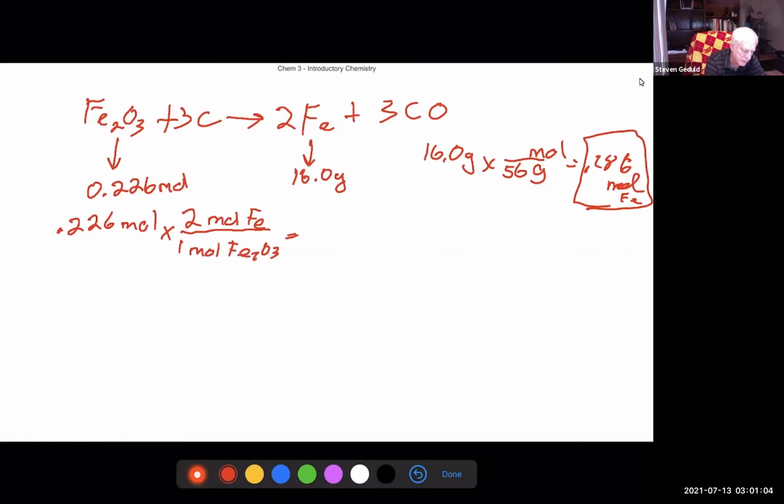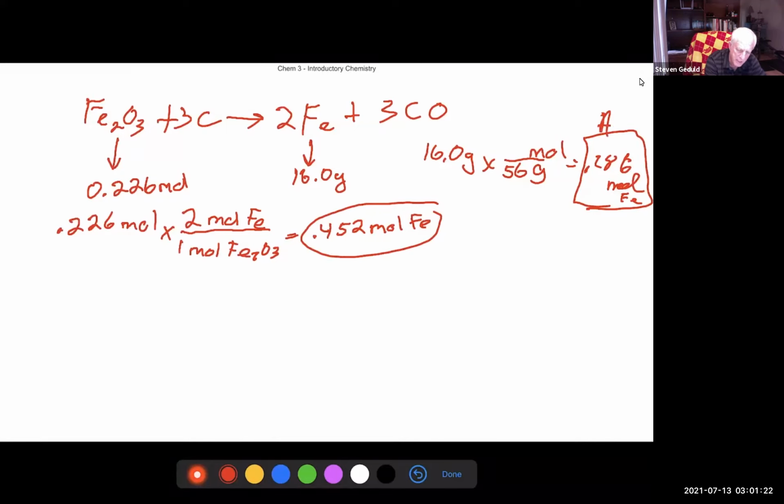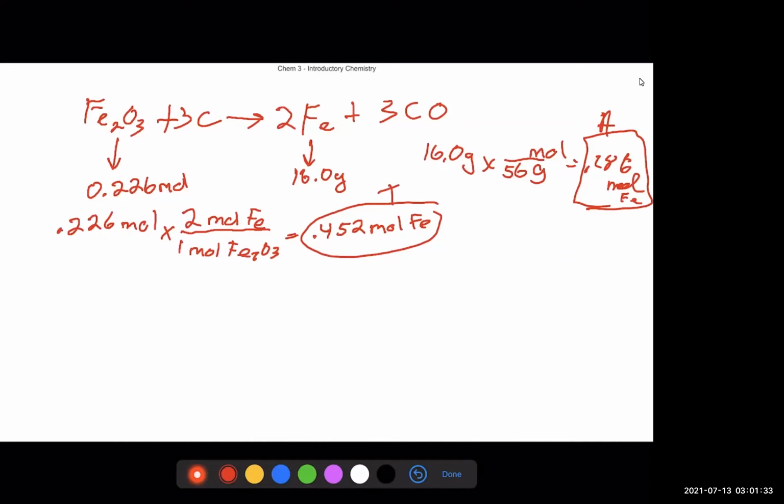So your theoretical yield is going to be 0.452 moles of iron. That's your theoretical yield. That's what we calculated. Our actual yield is what we got. This is actual, and this is theoretical. Those are in moles. So far, so good? Yeah. That's what we could produce if everything goes right. That's what we actually produced in the lab. So that's in moles. So it wants to know the next part.